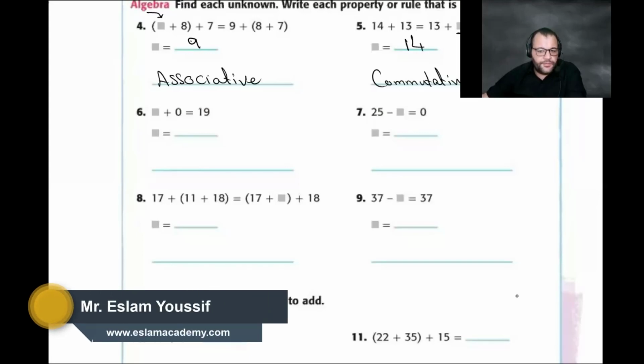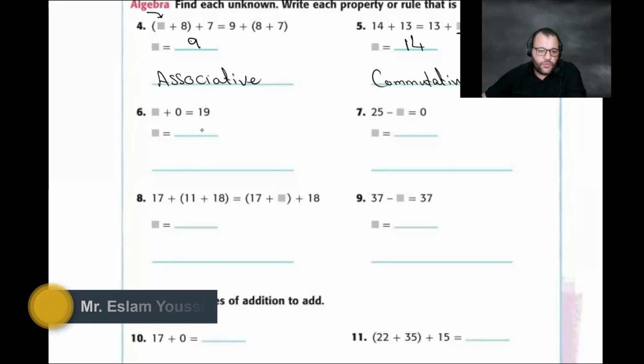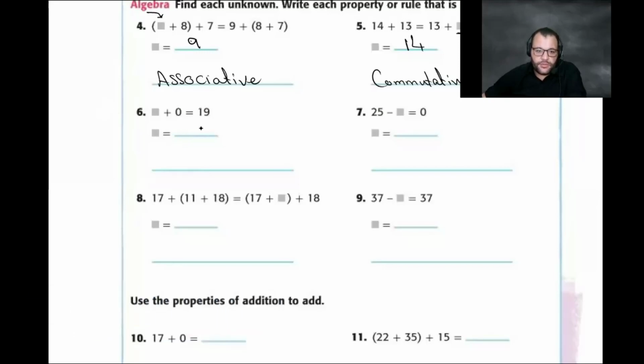Teacher? Sorry? What is the answer here? What is the answer for number 6? 19. What is the name of this property when you add 0 to any number? We have 3 properties until now for addition. The first one is called commutative. Identity.